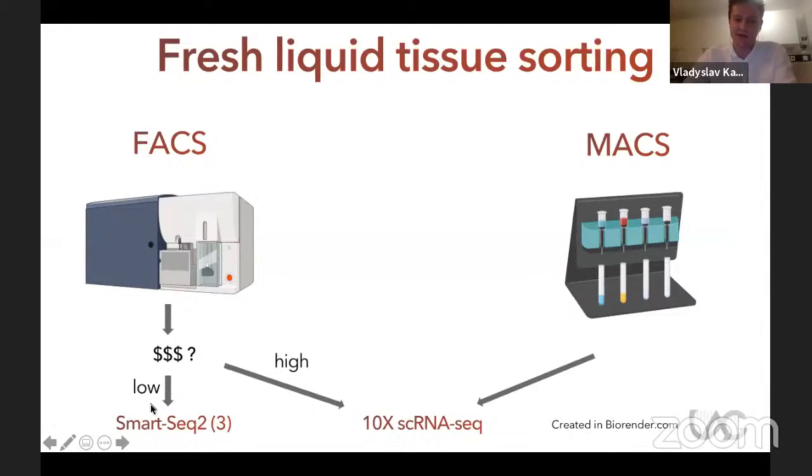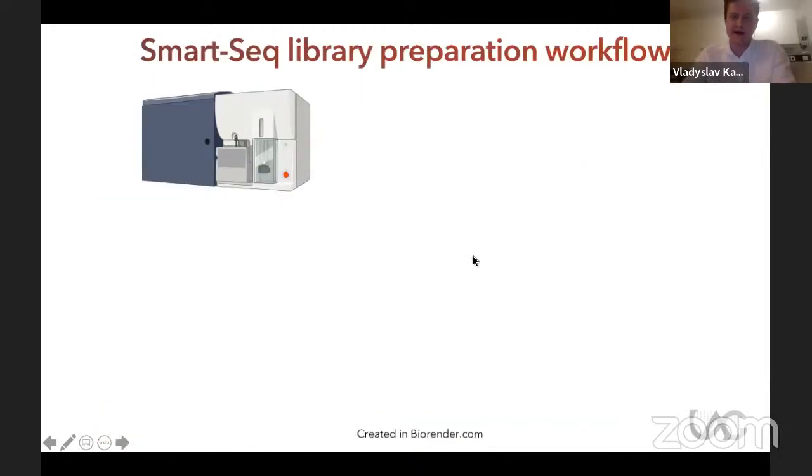And that might be SmartSeq 2 or SmartSeq 3. So let's talk a little bit about that. What is the SmartSeq library preparation workflow? What are these reagents? Basically, as I said, for using SmartSeq at single cell resolution, you need to sort your single cells. You need to separate your cells into single cell droplets.